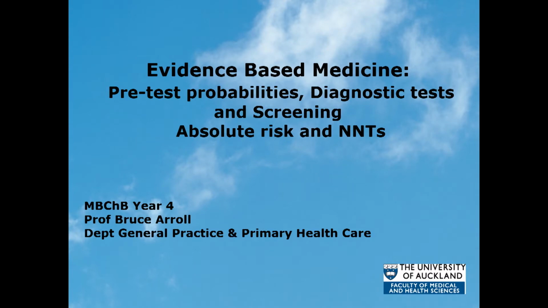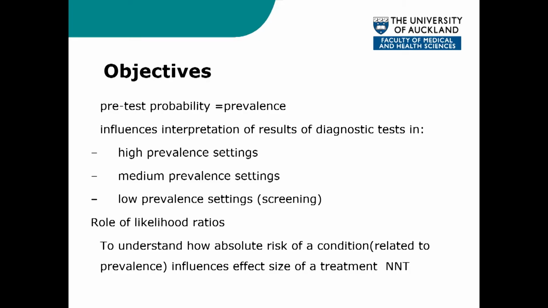This talk is about evidence-based medicine, pre-test probabilities and the importance of them, how they relate to diagnostic tests and screening, and also treatment, also the absolute risk or benefit of treatments and numbers needed to treat. So the objectives of this talk are to understand about pre-test probability, which is just another way of saying prevalence in a clinical setting. We need to know the influence and interpretation of results of diagnostic tests in three approximate settings: high prevalence settings, medium prevalence settings, and low prevalence settings.